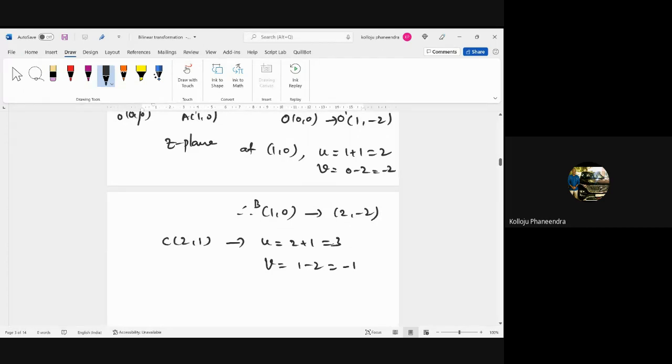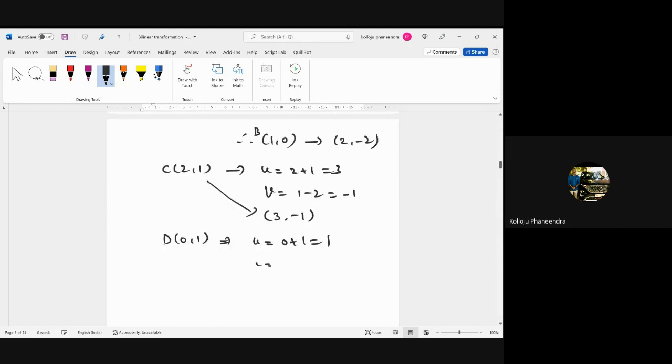So what is the corresponding point here? 3 comma minus 1. This one. Similarly D, 0 comma 1. U equal to x plus 1, this is 1. Next one, V equal to what? V value y minus 2, that is negative 1. So D, 0 comma 1, maps to, I will take this as D dash, 1 comma minus 1.